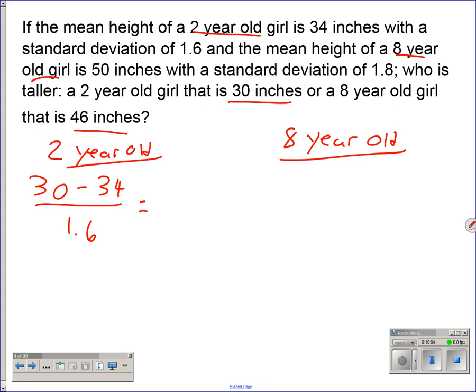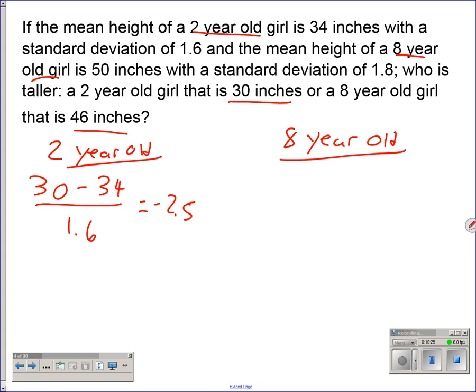What's that end up being, like negative 2 something? Negative 2.5? So her z-score is negative 2.5, meaning she is 2.5 standard deviations below the mean. We'll see later in the class, that's kind of not good. You don't see many people past 2 standard deviations away from the mean. So in this case, she is really short for her age.